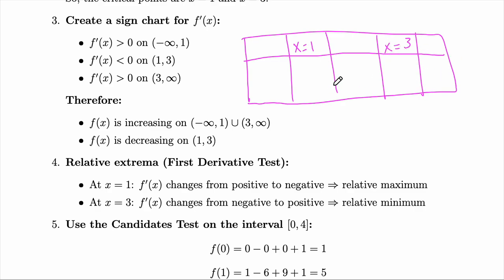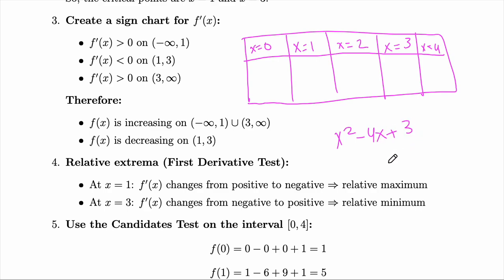Okay, so for every critical point that I have, I want to pick a value both to the left and right of it, and I want to look at what the derivative is doing around these critical points. So I'm just going to pick x equals 0 for my point to the left of 1, because that's usually an easy number to plug in. I'm going to pick x equals 2 for my point between 1 and 3, and then I'm going to pick x equals 4 for my point to the right of 3. And so now let me just rewrite my derivative formula. It was x squared minus 4x plus 3.